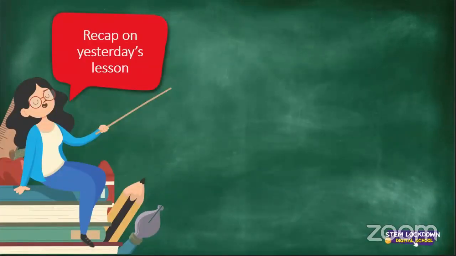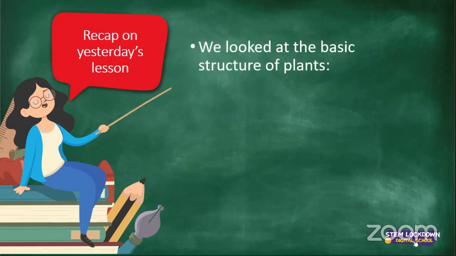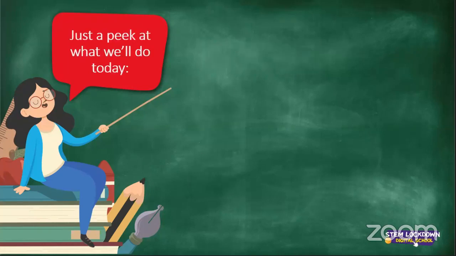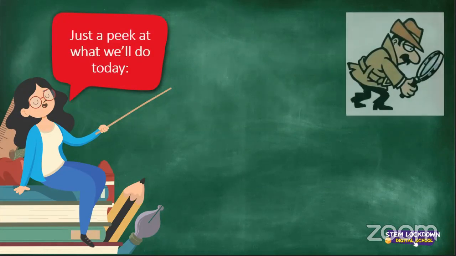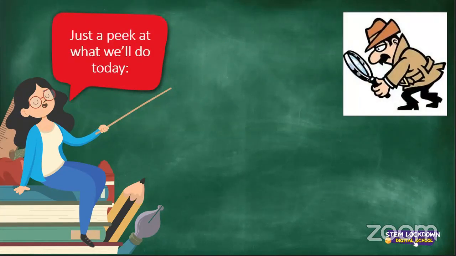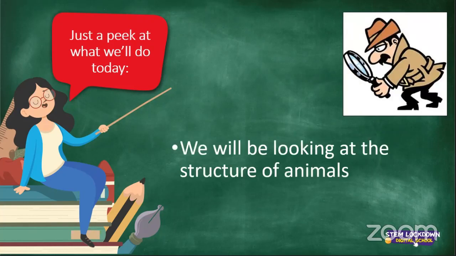Okay. Let's quickly recap on what we did yesterday. Yesterday, we looked at the basic structure of plants. We looked at their roots, their stems, the leaves, their flowers, and their seeds. And then we looked at the role all of these structures play. Today, we are going to look at the structure of animals.